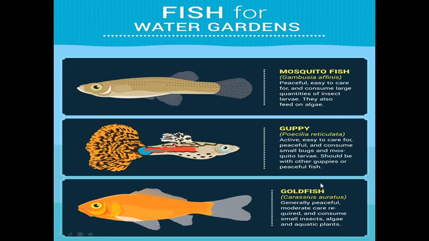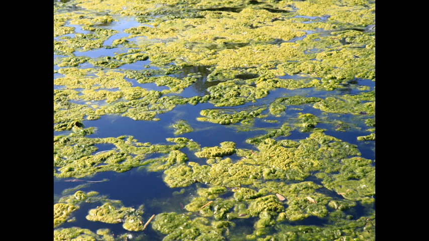So these three fish we can use in water gardens to avoid the breeding of mosquitoes. Understood? You have to learn the names of those fish. Don't learn other kinds of things. Only the mosquito fish, guppy and goldfish we can use for avoiding the breeding of mosquitoes. Only that much you have to learn.